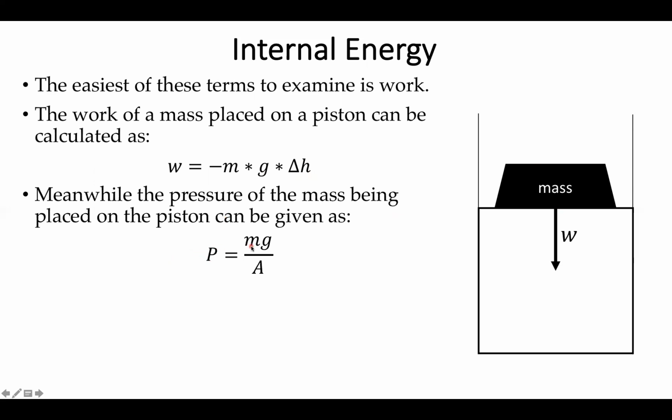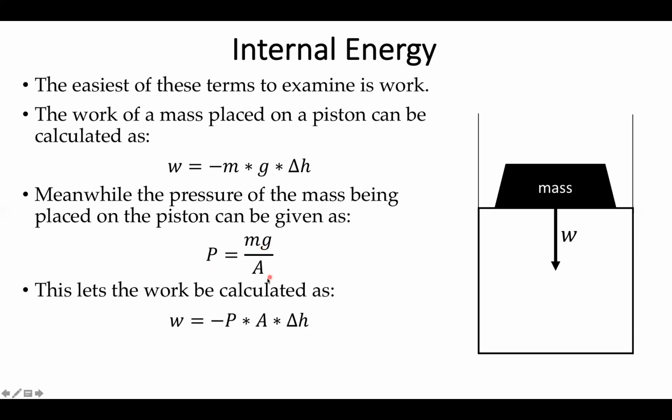So we know that pressure can be given as mass times the gravitational constant, so that force, over the area that force is applied to. Well, I can now combine these two equations, substituting in mass times gravity as the same thing as pressure times area. Plug that in, and it turns out that work can be given as the negative of the pressure being applied to my piston times the area of the piston times the change in height. Well, here's a fun thing.